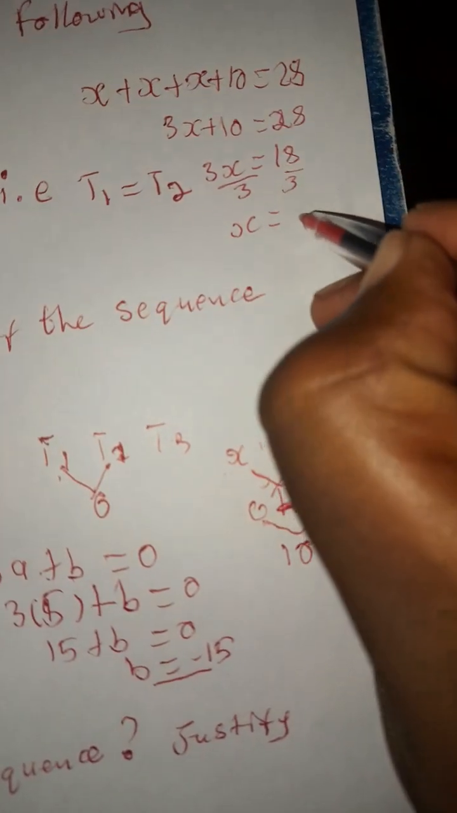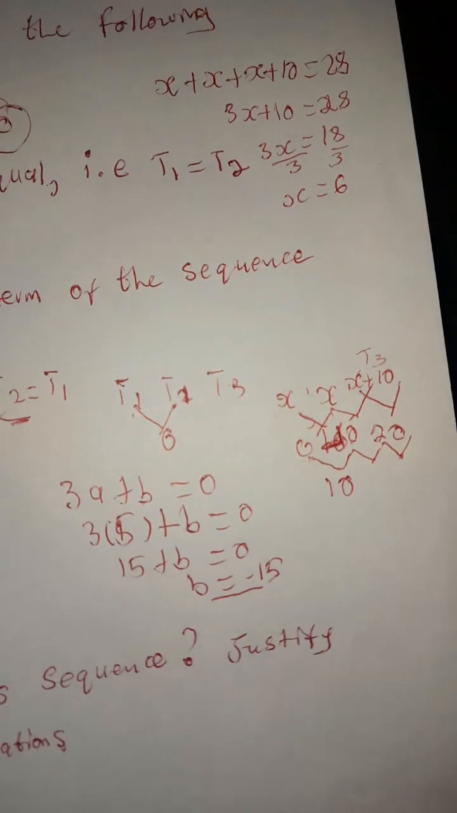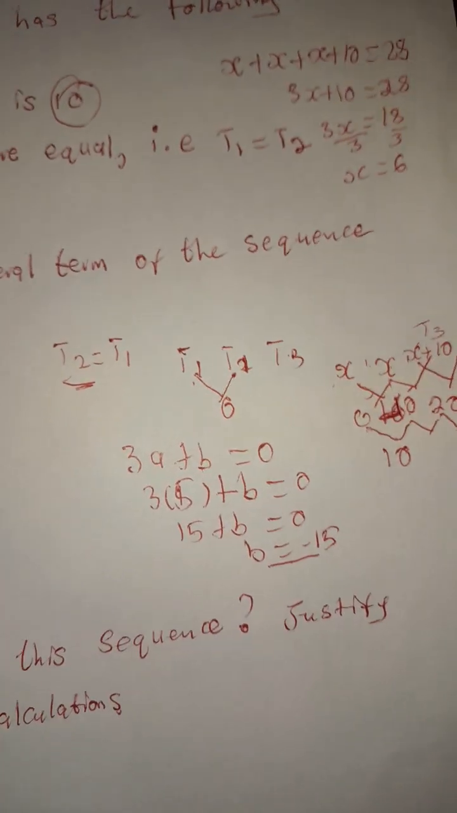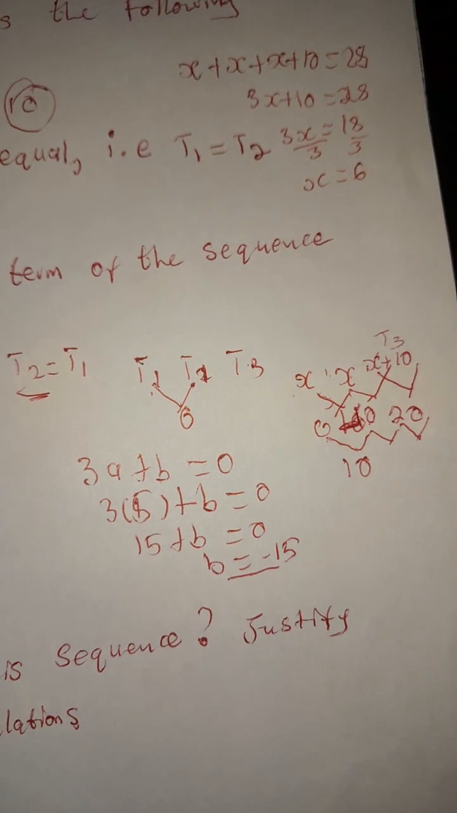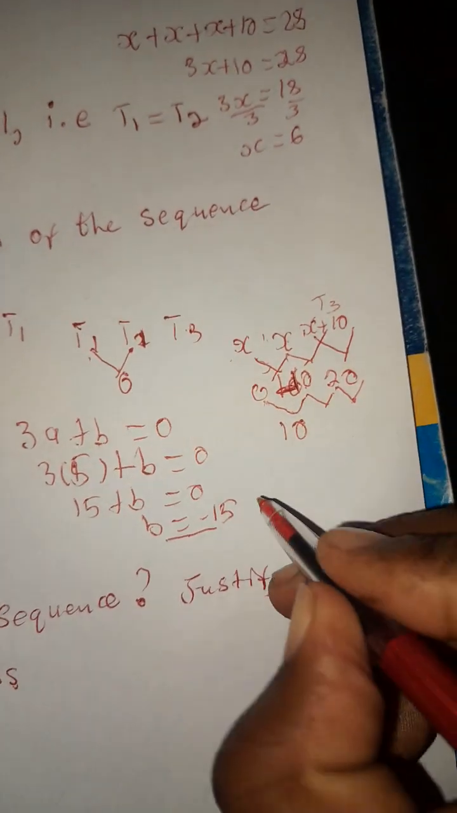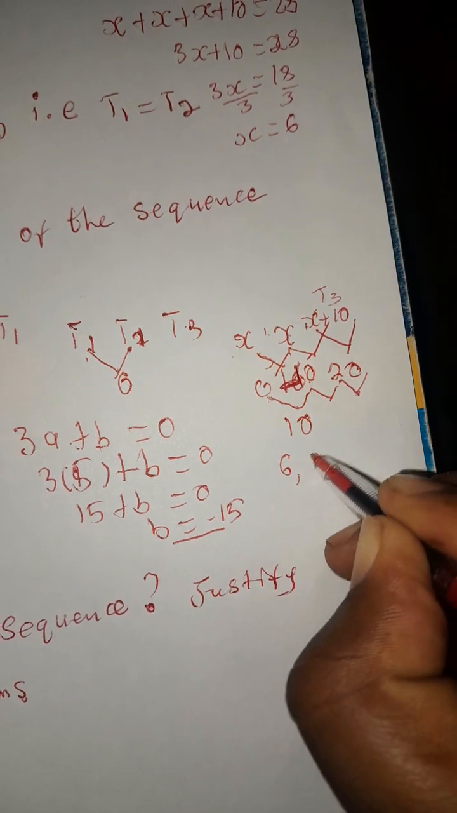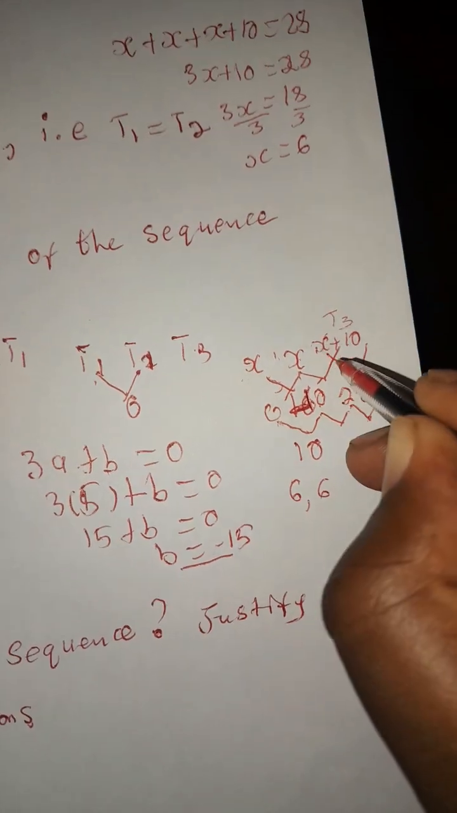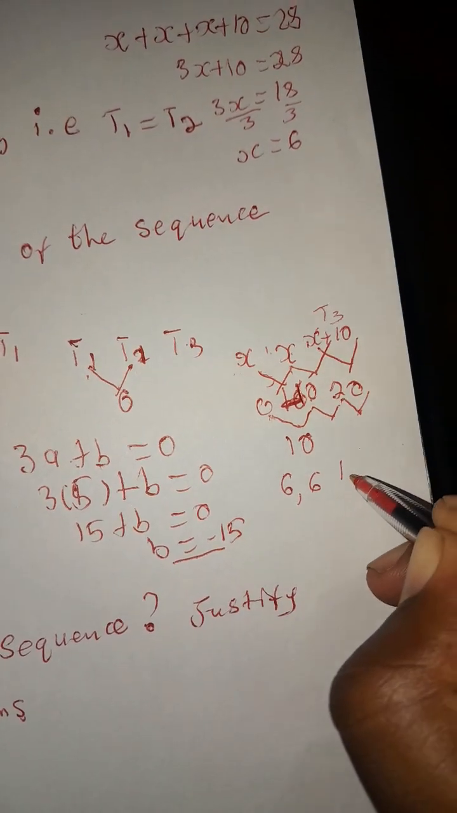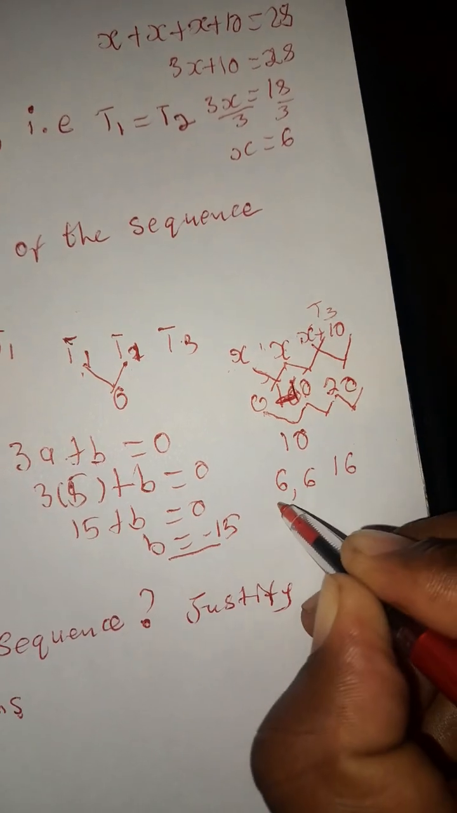It goes 6 times. So we are going to have x as 6 in this case. Since x is 6, let's create our pattern now. It means that where there is x, you replace it by 6. So we have 6 plus 10, that will be 16.